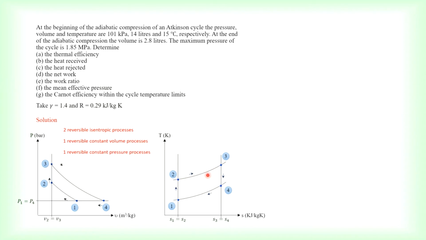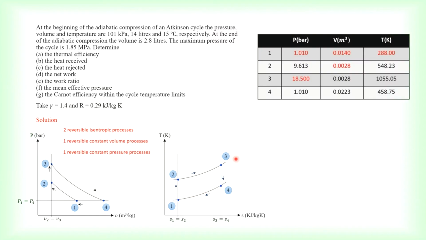Remember, heat supply should be here, as you can see from the TS. By now you should know how to look for heat supply and heat rejected based on your TS diagram. 1 to 2 isentropic, no heat flow. 3 to 4 isentropic, no heat flow. Only heat flow occurs at 2 to 3 and 4 to 1. 2 to 3 is constant volume and 4 to 1 is constant pressure.